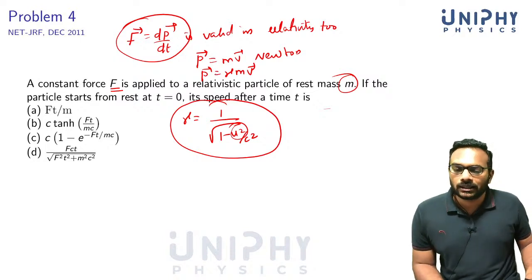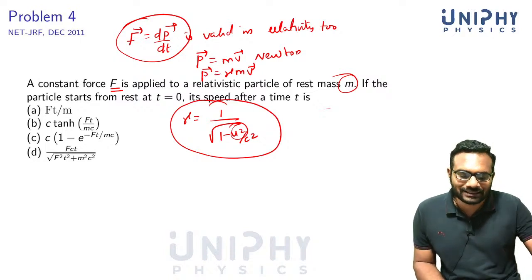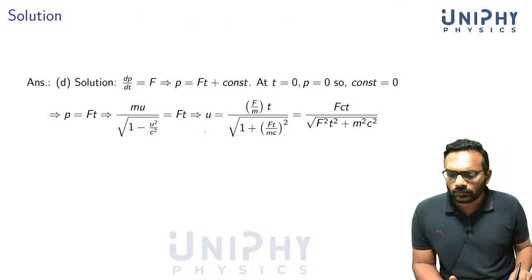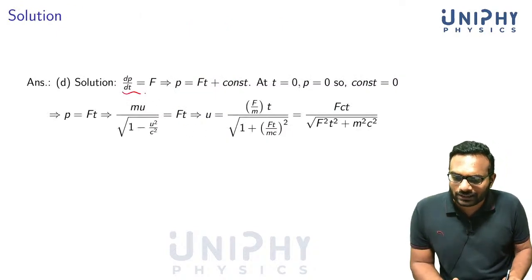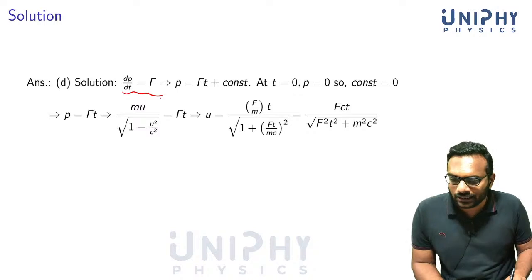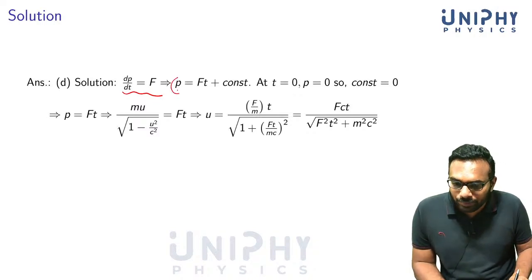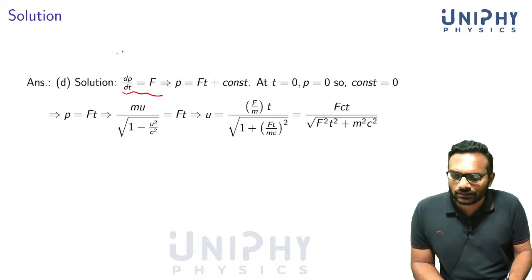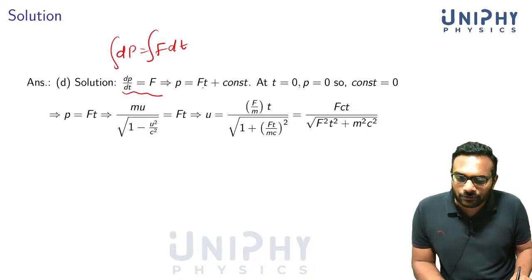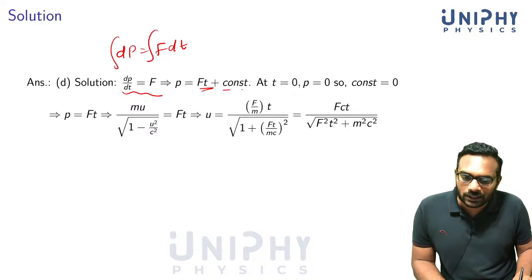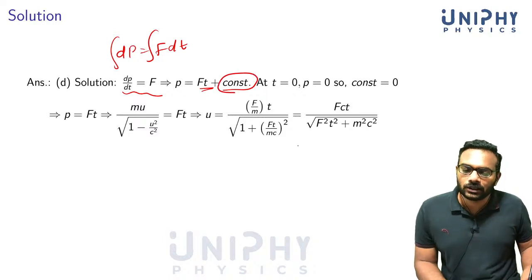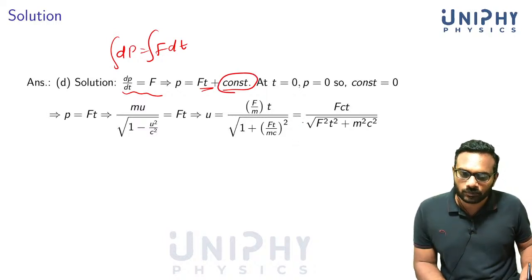That's how we solve this problem. You see that it's an easy problem. We use the fact that it is one dimension, so you do not need the vector sign. dp/dt is equal to F. This means that you just integrate this. dp is equal to F dt, integrate on both sides. So, p is equal to Ft, because F is a constant, plus a constant. p is equal to Ft plus constant.